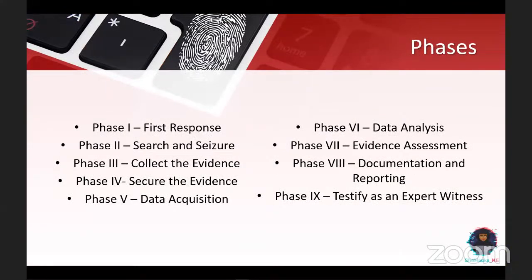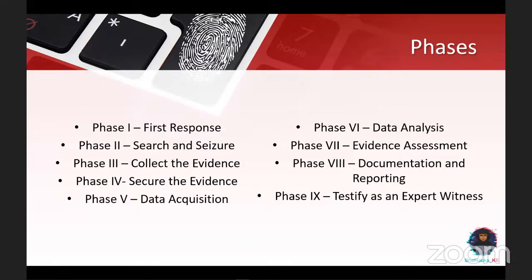And these 9 phases, we have first response. This is basically the action performed right after the occurrence of a security incident, and it is entirely dependent on the nature of the incident, really. Okay. So we have the second phase, which is search and seizure. In this phase, the professionals will search for devices involved in carrying out the crime, and these devices are carefully seized and or acquired to extract information out of them.